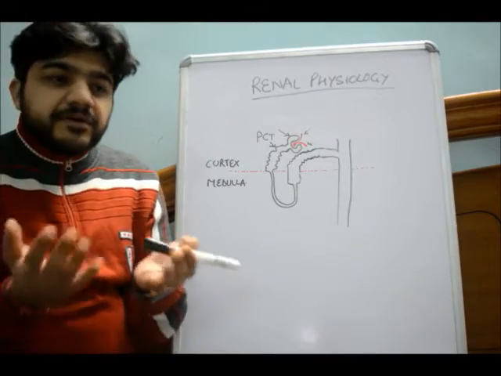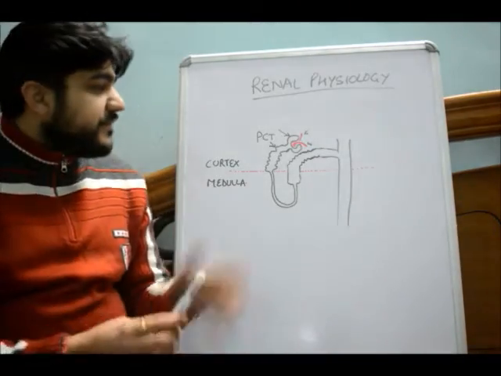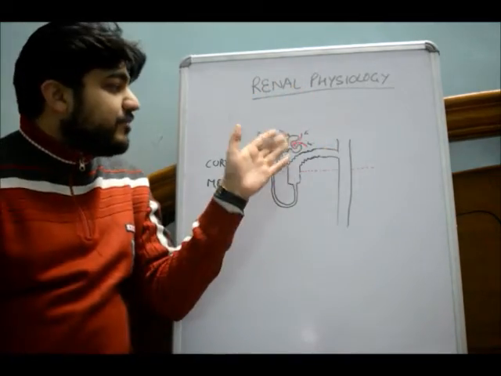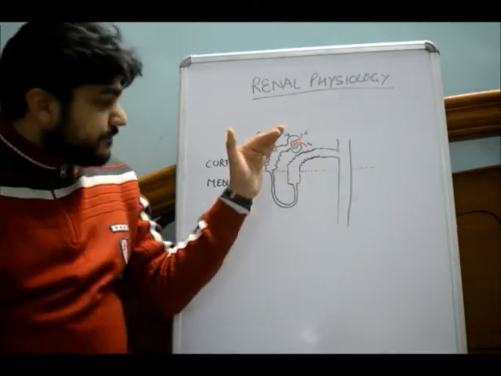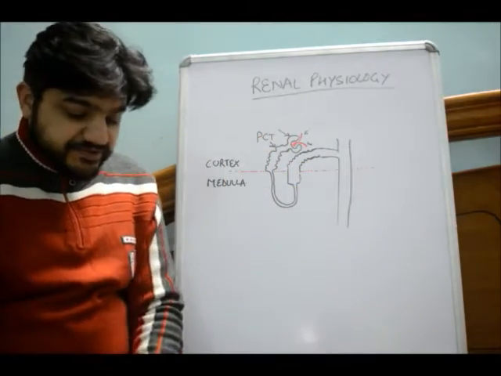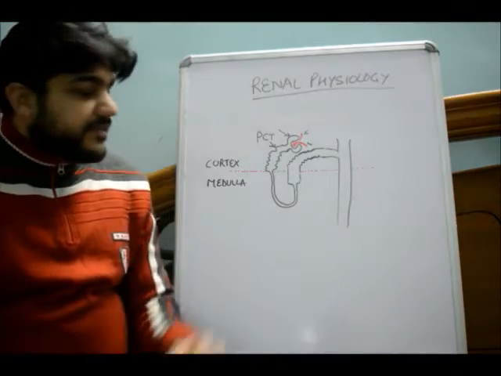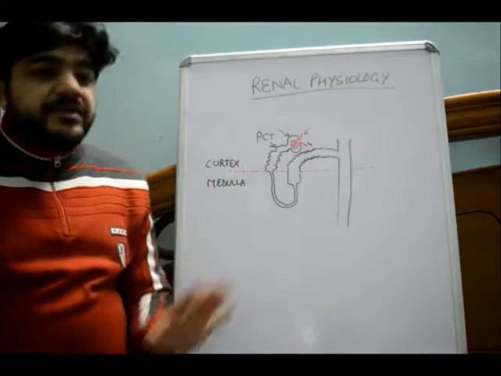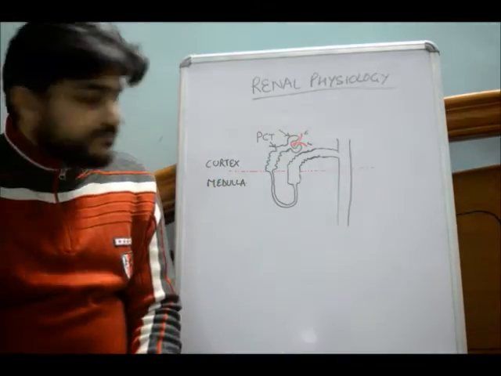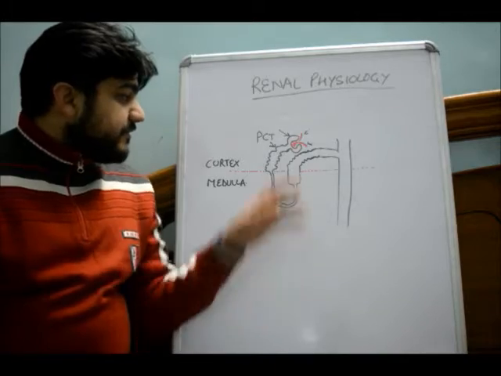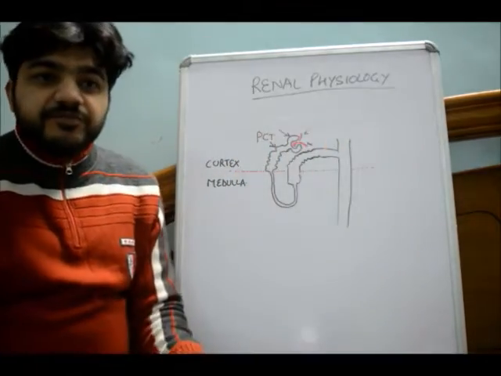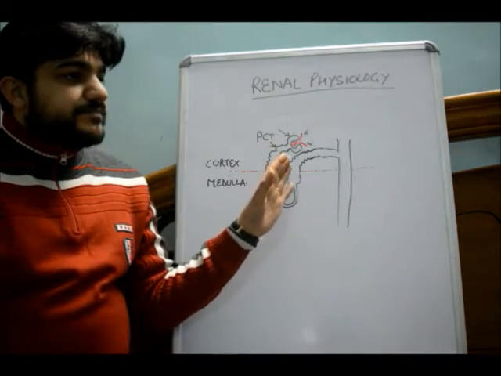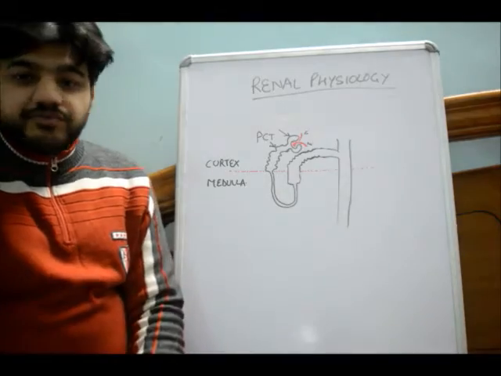So the isotonicity is maintained. The same osmolarity which was present in the plasma, or which was present in the Bowman capsule, is maintained in the PCT. So when it passes next, what is the condition here? It has the same osmolarity, and another thing is that 65% of sodium has been reabsorbed, most of the amino acids and glucose have been reabsorbed, and a large fraction of bicarbonate has also been reabsorbed.